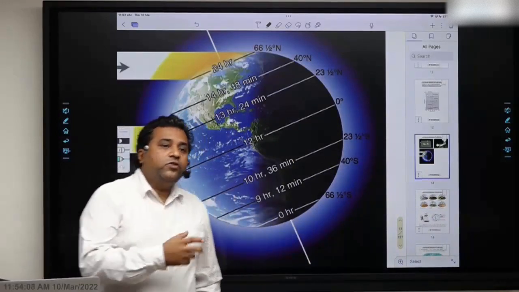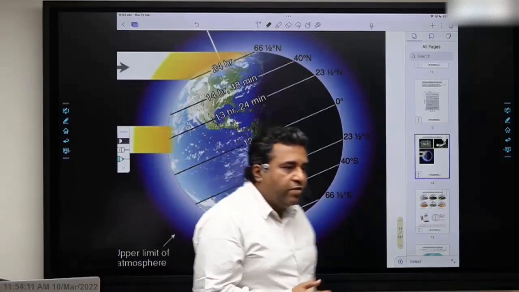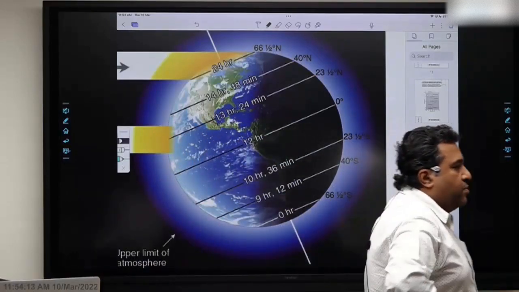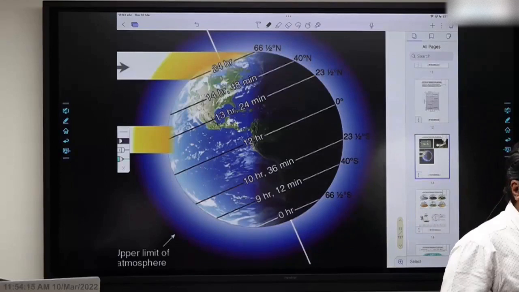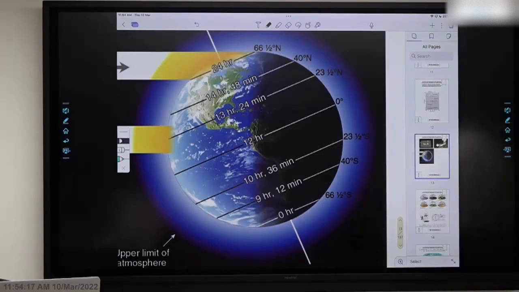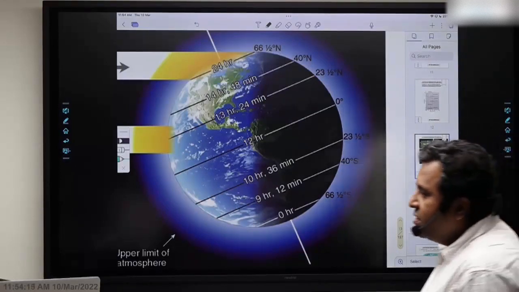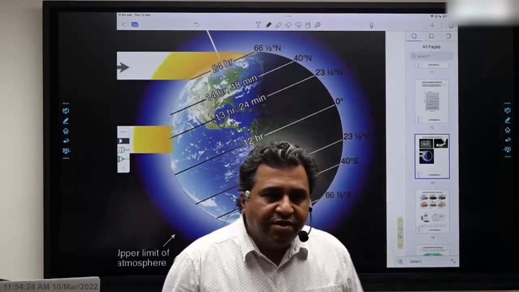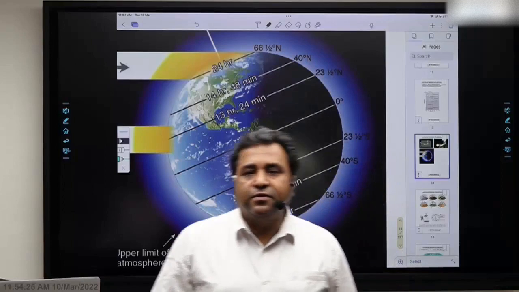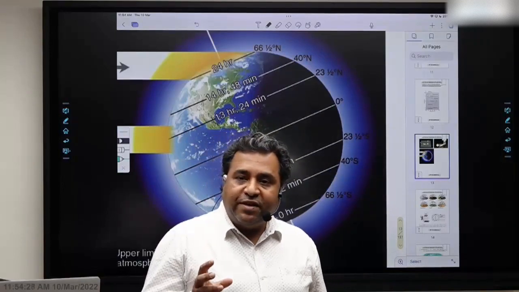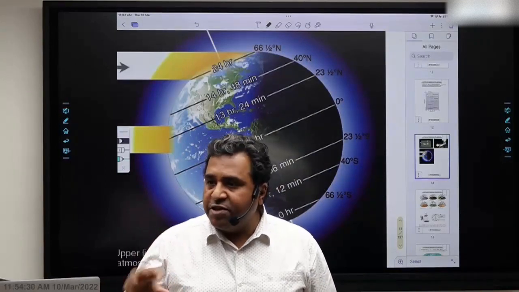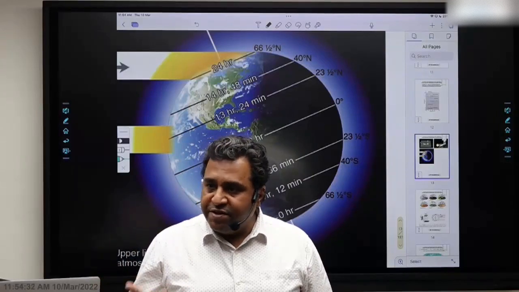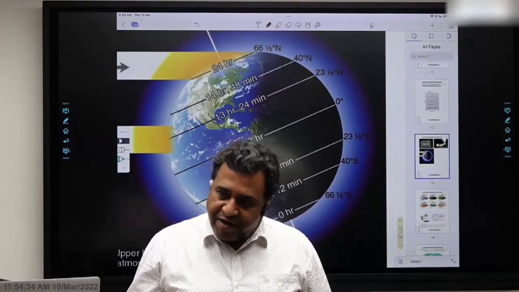Now revolution of the earth. Let us talk of revolution. Revolution on the tilted axis. You write this way. Revolution on the tilted axis. So what is the effect of revolution on the tilted axis? Hemispheres change their position with respect to the sun in different seasons. So write this down.